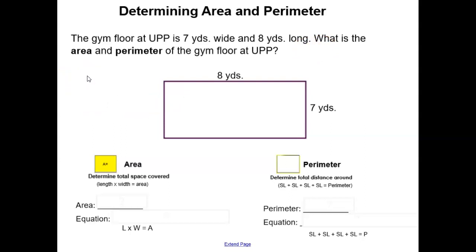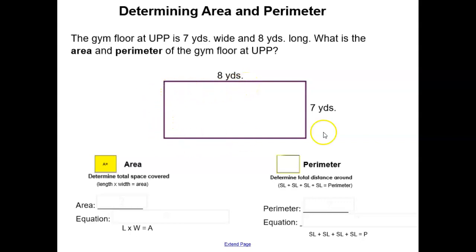So you'll notice that to find the area and the perimeter, I need to know the side lengths. Would you please draw this rectangle on your paper and label all 4 side lengths? Thanks for doing that with me. Then we're going to find the area of the gym floor at UPP. What would your equation be to find the area? Yes, you would multiply the length, the longer side, times the width, the shorter side. So my equation would be 8 yards times 7 yards, or 7 yards times 8 yards. Write it down.